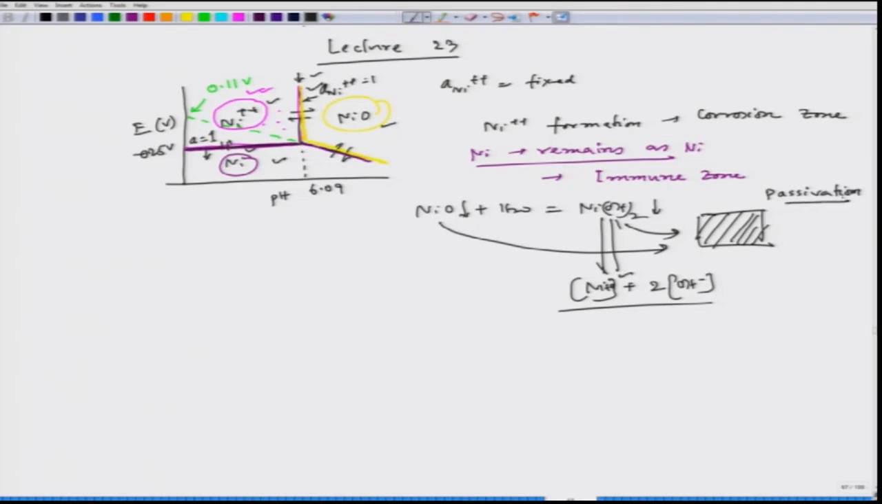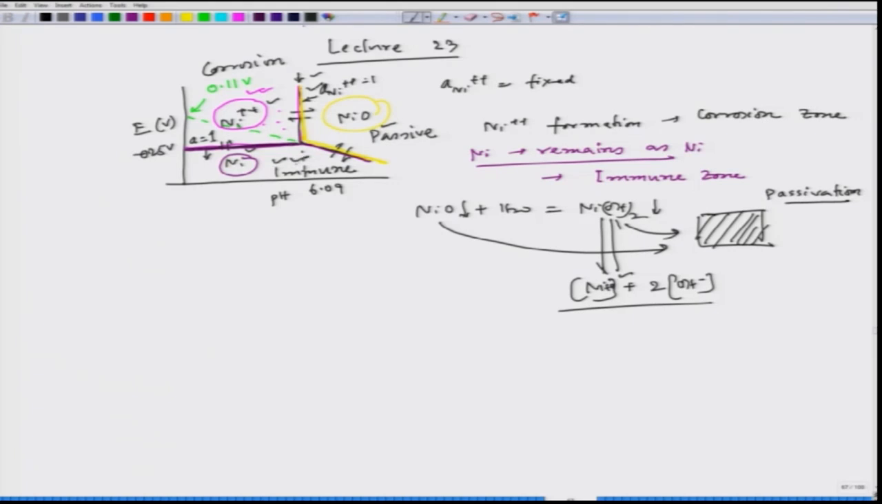So, we call it passivation. This zone we call the passive zone. This is immune, and this zone is corrosion. So, we have three zones specified according to the calculations that we have.